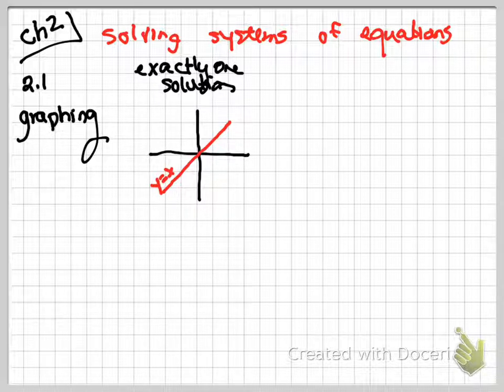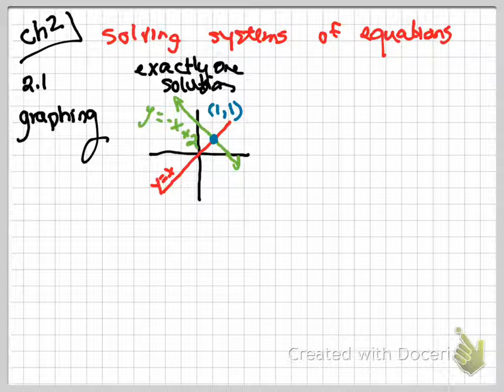How about it's this line right here. The equation of this line is y equals negative x plus 2. And you can see that these two lines intersect at that blue dot right there. Hopefully, from my little thumbnail sketch, you can see that the coordinates of that point are (1, 1). That is the solution to the system of equations.